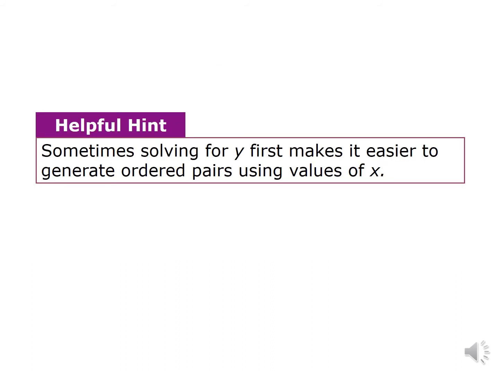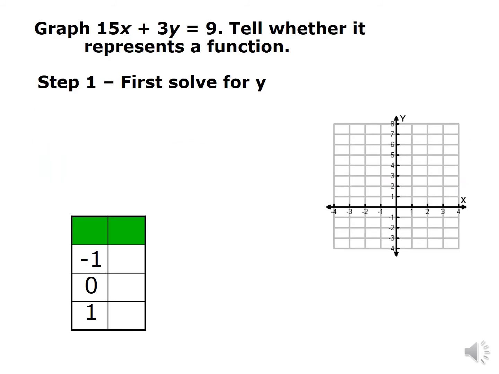Okay, sometimes solving for y first makes it easier to generate ordered pairs using values of x. That's not always true, but sometimes it's true. So this is one of those equations that we definitely want to solve for y, rather than plug things into x without it. So the first thing I do is move anything that's not attached by multiplication or division to the other side of my equation and get y and its coefficient alone. I'm going to keep things in slope-intercept form.